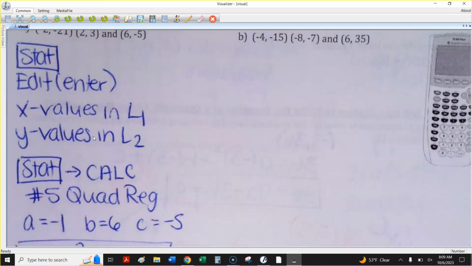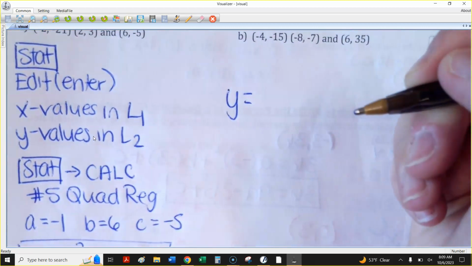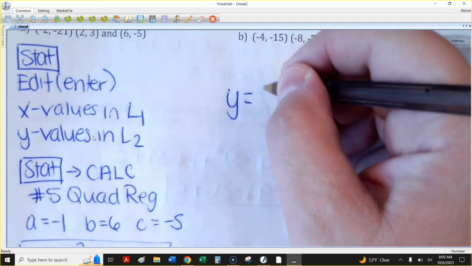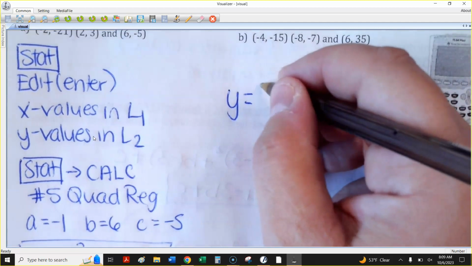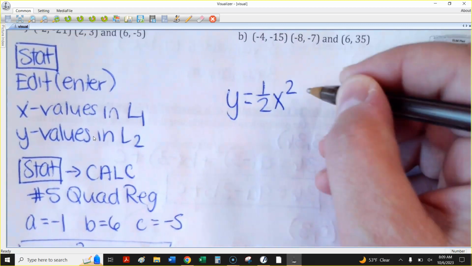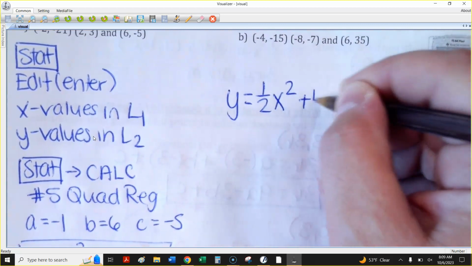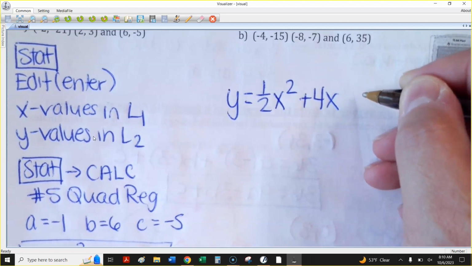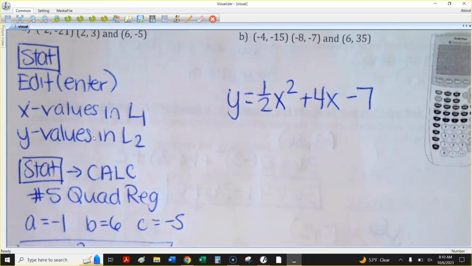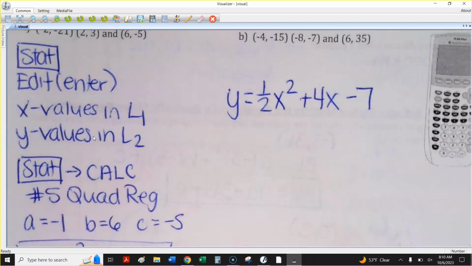Anybody feeling good about theirs? These should be nice numbers. What did you get for your quadratic equation here? What did you put in for A? Okay. What did you put in for B? 4, yep. What did you get for C? Did you get -7? Okay. So, anybody not get that? Your A value should have been 1/2, B should have been 4, C should have been -7.